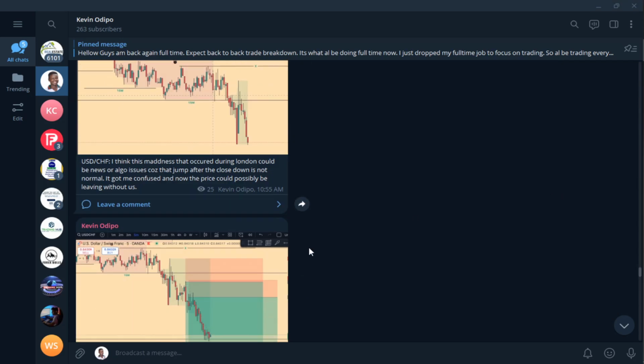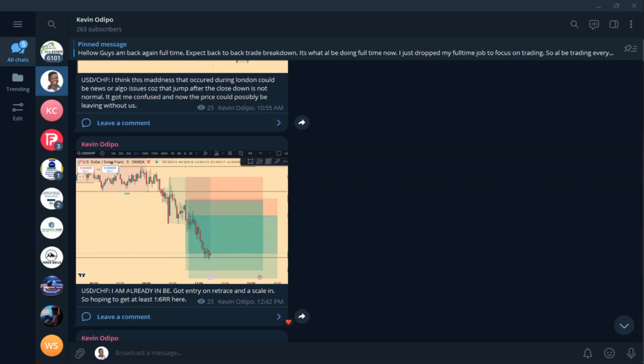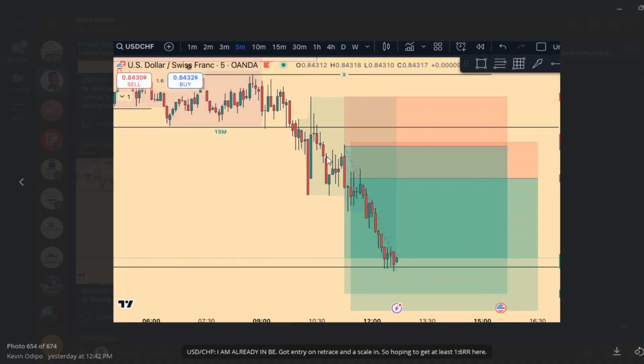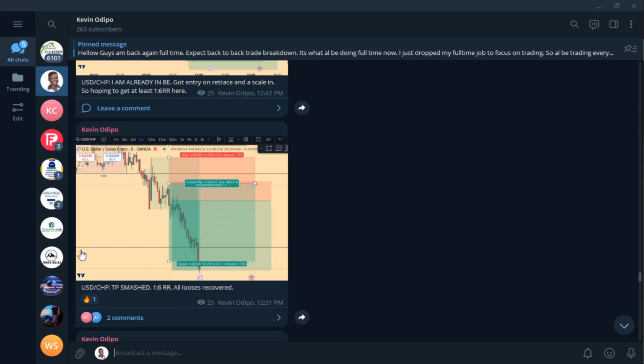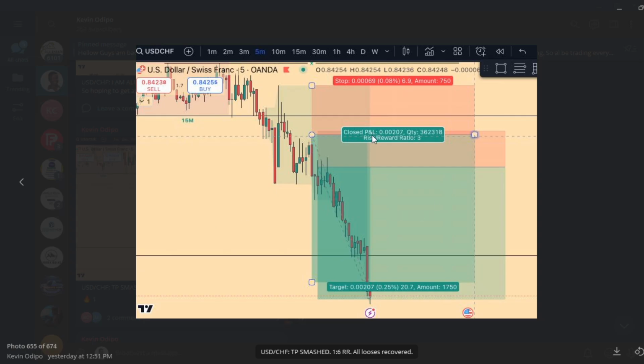USD, I'm already in BE, got entry on retracement and scaled in, so hoping to get at least a 1 to 6R. My stop loss was above here. Nice. And then this one was somewhere there. So what happened? USD CHF TP smashed 6RR, and that is how the trade ended. This was more than 3.